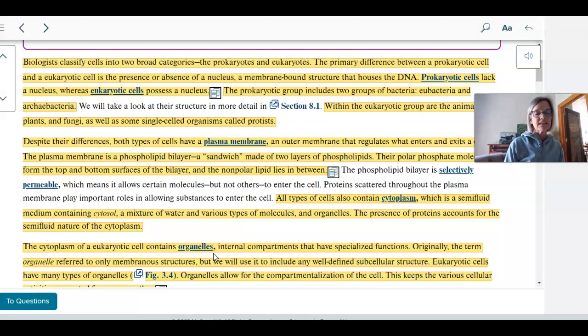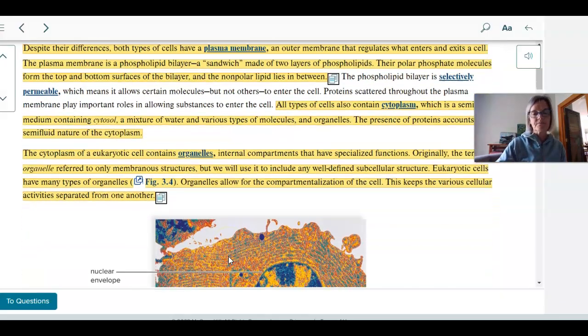And that actually gets us to probably the fourth difference between prokaryotes and eukaryotes, and that is that prokaryotic cells, not only do they not have a nucleus, but they don't have any other organelles that are surrounded by membranes. And so we're going to talk about some of those organelles as we talk about eukaryotic cells.